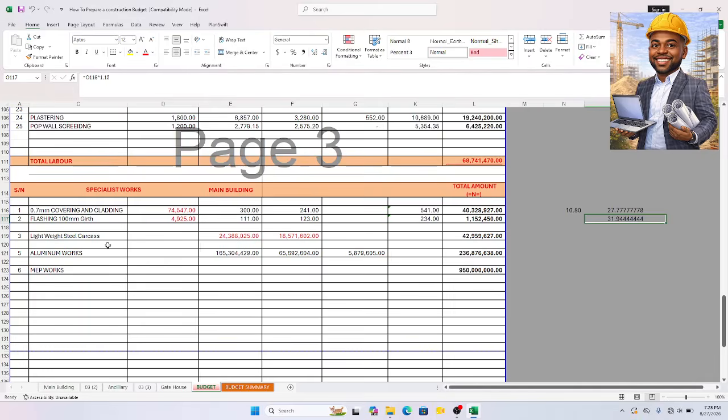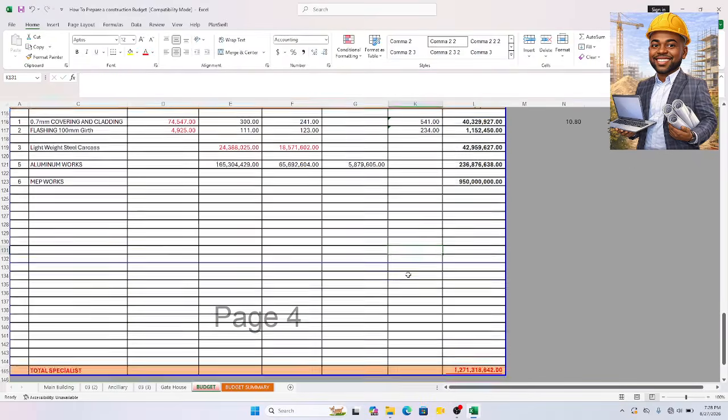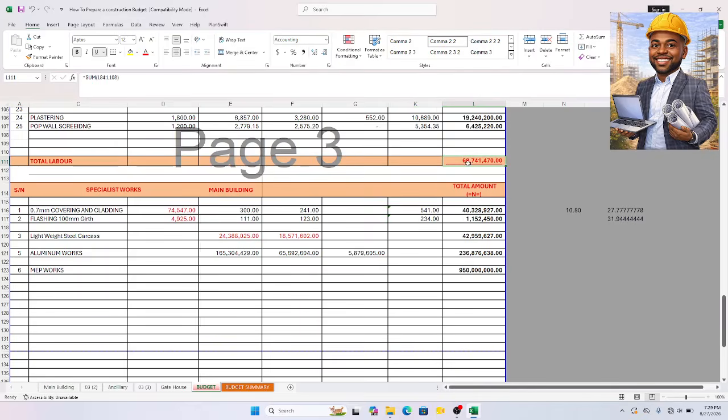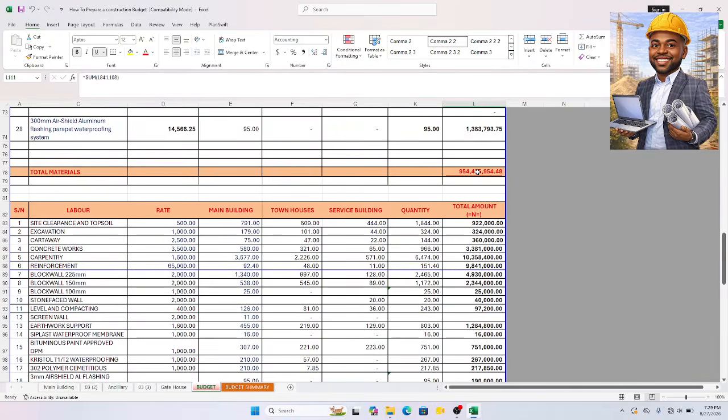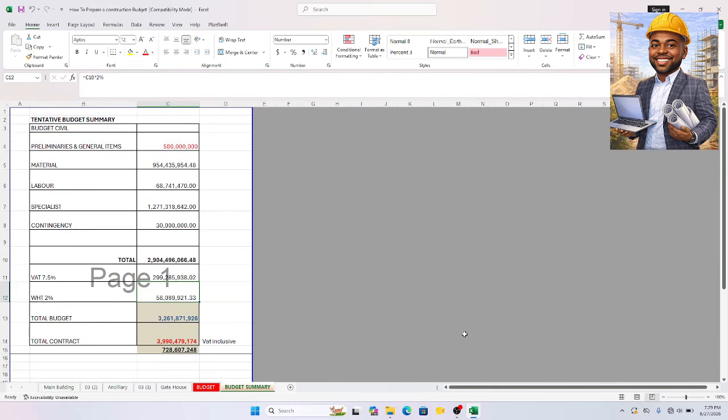Now that is if I want to break it down. But now I'm giving it to a specialist contractor to do for me. I already got his price. So this is what I'll just put there in the budget as specialist work. The same thing here for aluminium work, specialist work, and MEP work, specialist. So the total specialist work is this 1.2 billion. Total labor is this, total material is this. All these I will carry over to my budget summary. And this is my budget summary here.